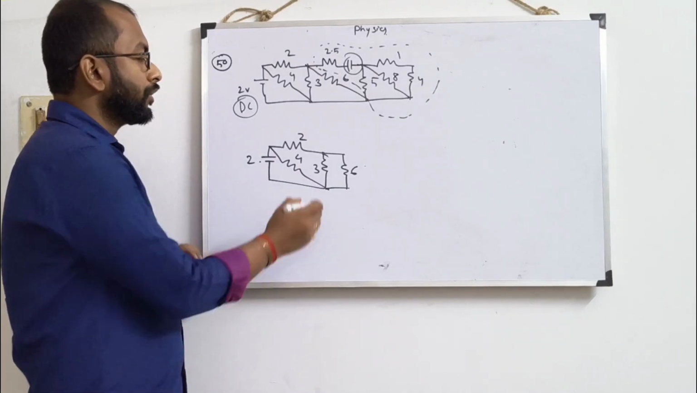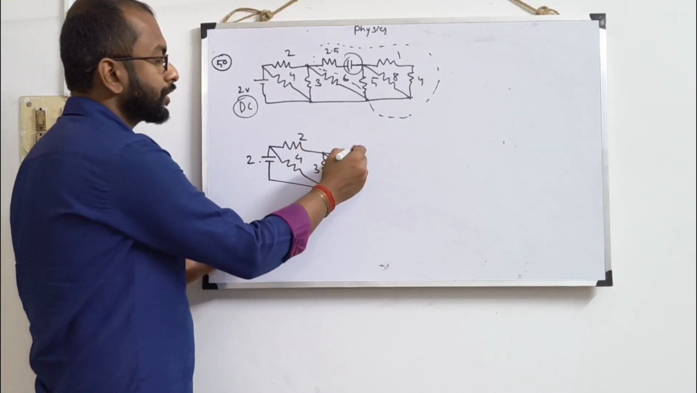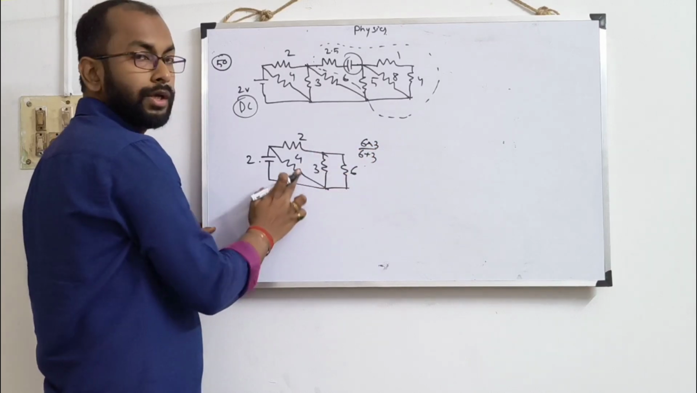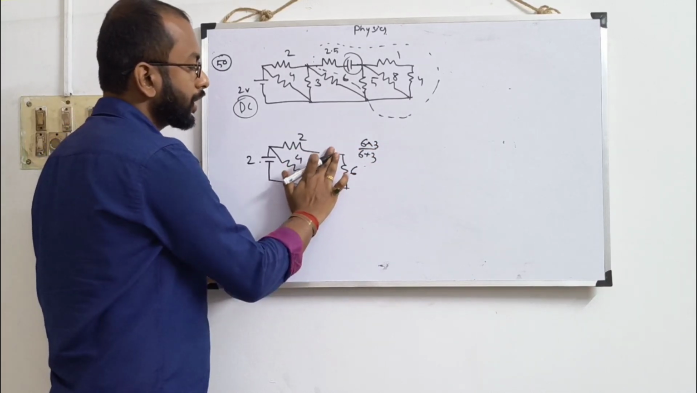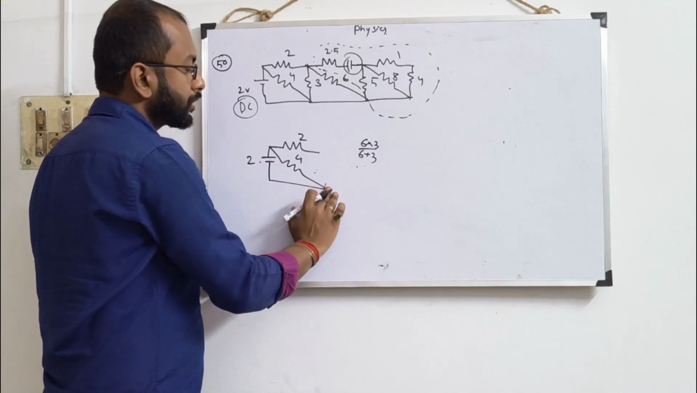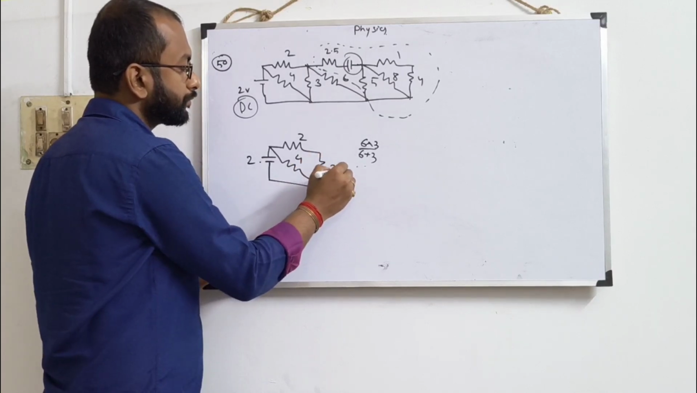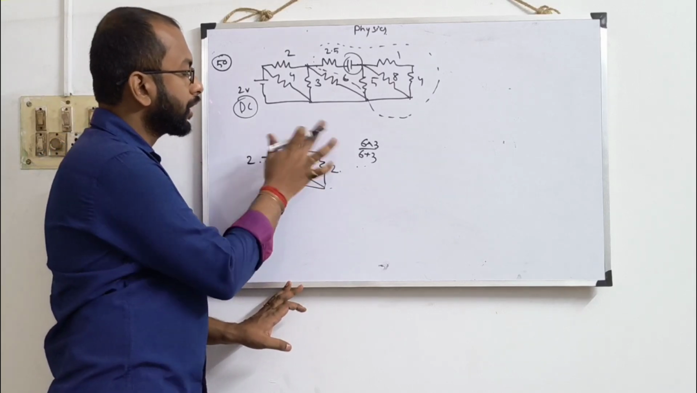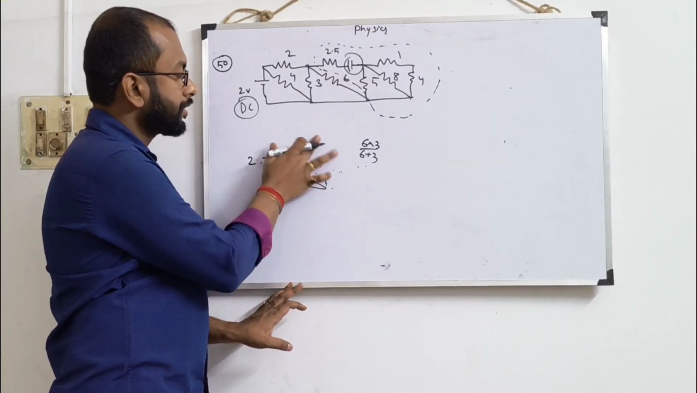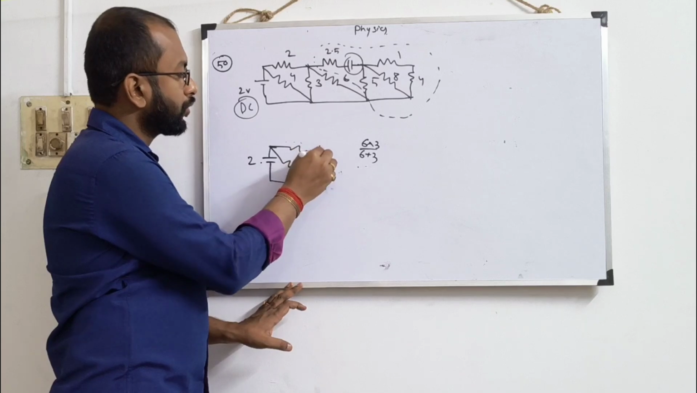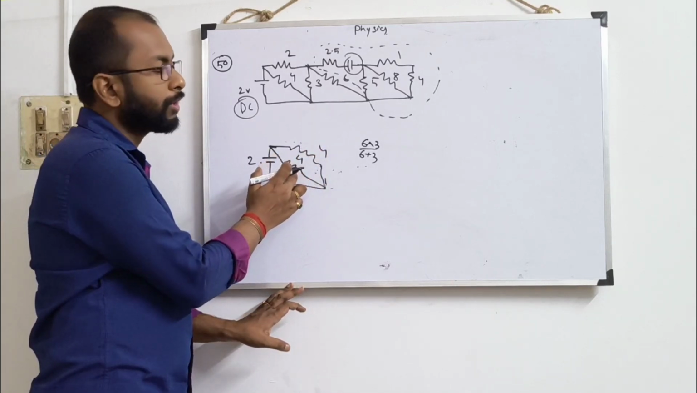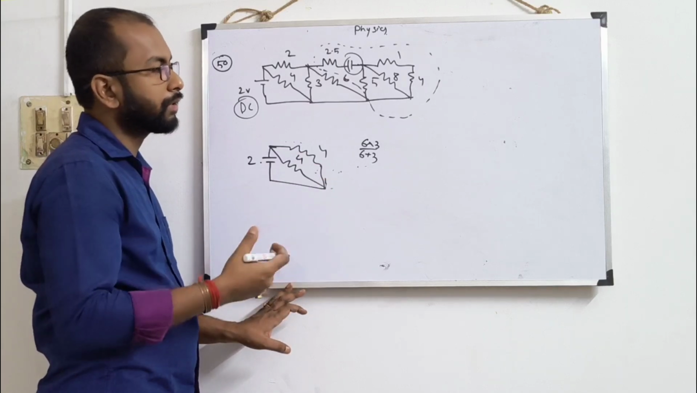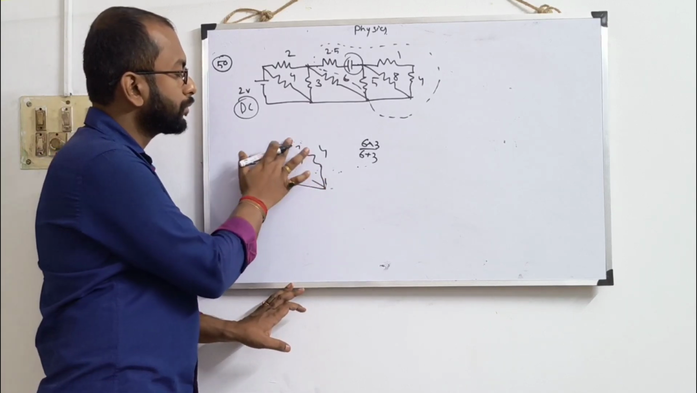So we can redraw this part like this. This is parallel connection, so what is the equivalent resistance? R1 R2 by R1 plus R2, 6 into 3 by 6 plus 3. So 2 ohm is the equivalent resistance placed here. So we can directly substitute this with the 2 ohm resistance. Now see, this 2 ohm and 2 ohm are in series connection, so we can replace this with 4 ohm. Then again 4 ohm and 4 ohm are in parallel connection.